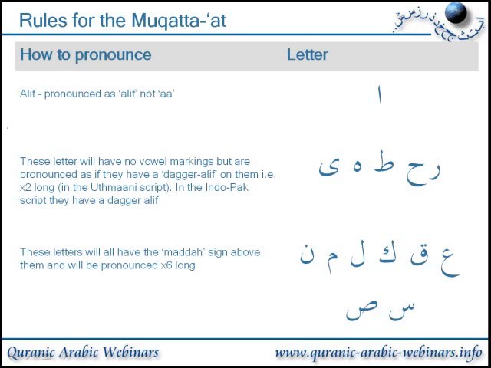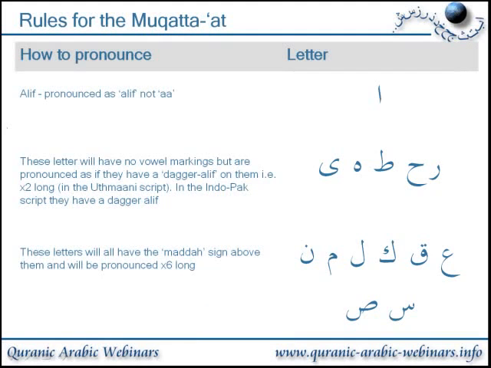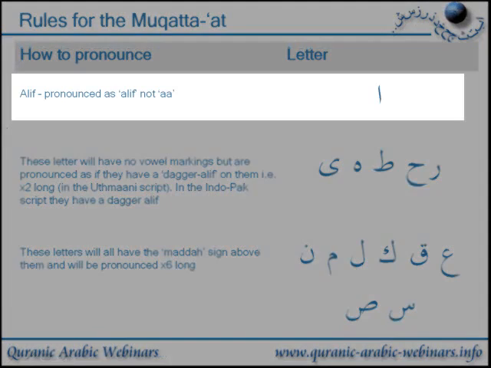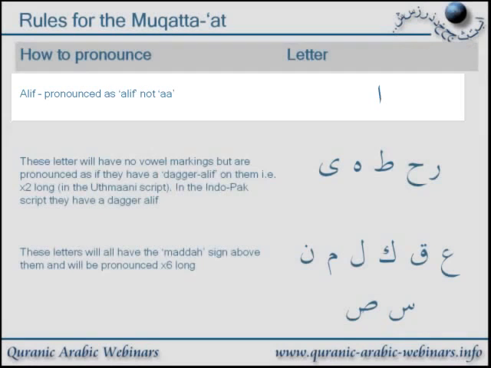So what we've got here are the rules for these abbreviated letters, and I've broken it down into three groups. All of the letters you're looking at are the only ones that will appear as these abbreviated or separate letters, and they follow three different rules. The first one is the letter alif. This is pronounced as alif and not as a. When you say alif, it's just as long as it takes to say the word alif, so we could say that's just one long.